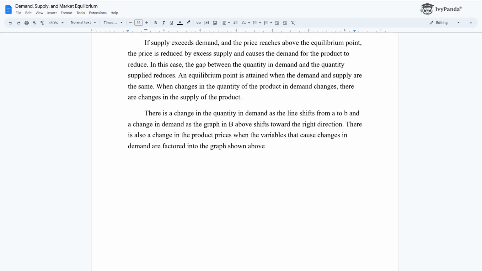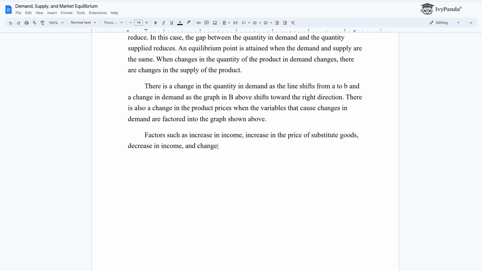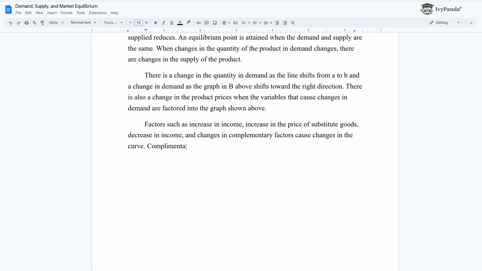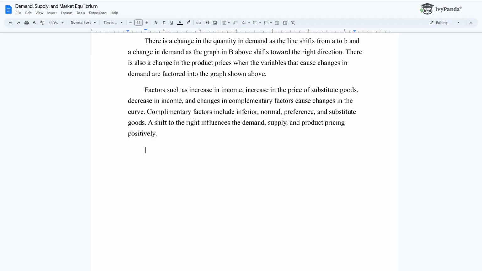the graph shown above. Factors such as increase in income, increase in the price of substitute goods, decrease in income, and changes in complementary factors cause changes in the curve. Complementary factors include inferior, normal, preference, and substitute goods. A shift to the right influences the demand, supply, and product pricing positively.